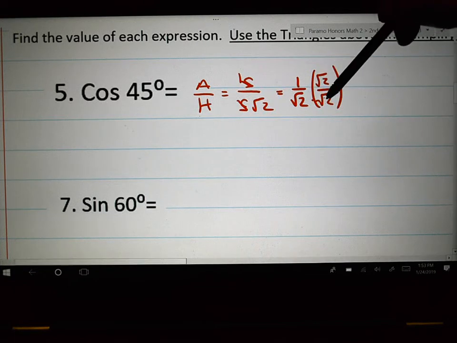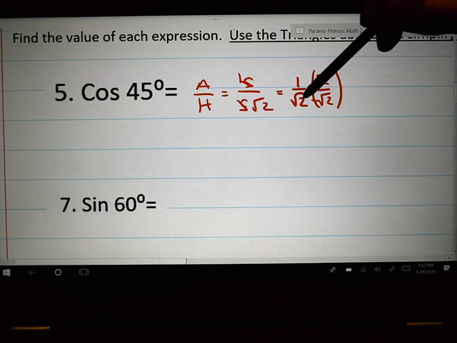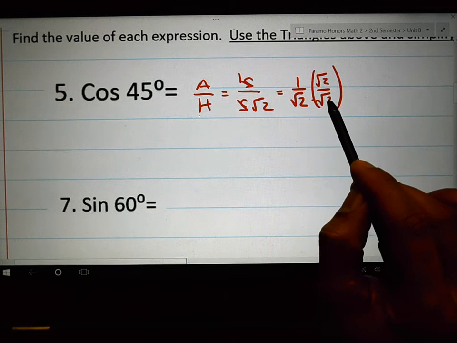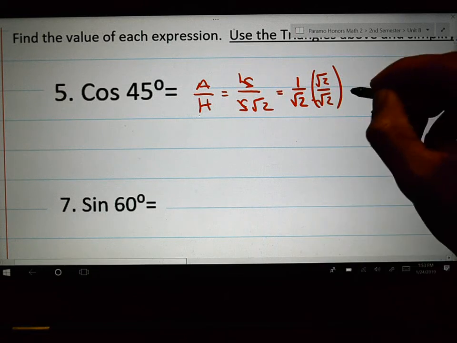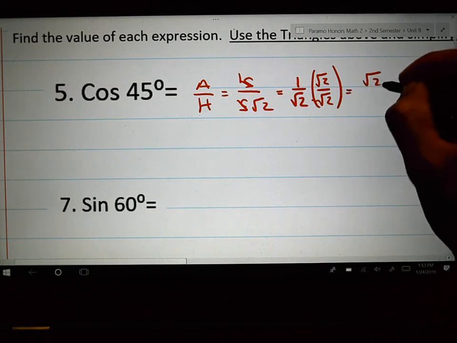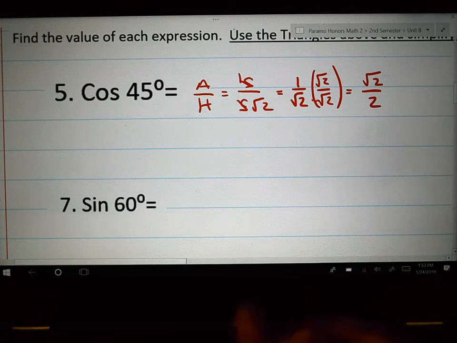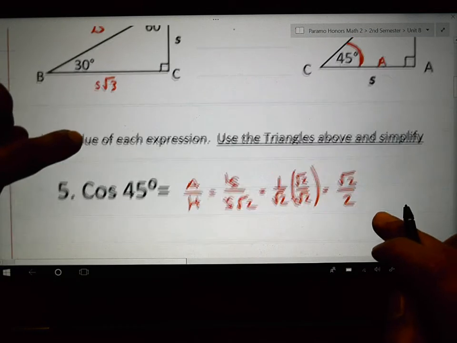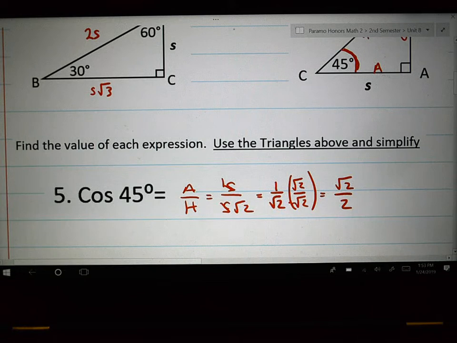And the reason why I chose root 2 over root 2 is so that there's a pair of 2's. Now you have a pair of 2's. They're both inside the radical. The 2 can pop out. This makes root 2 over 2. So what is the cosine of 45 degrees? It's root 2 over 2.